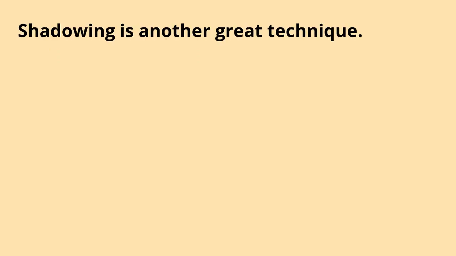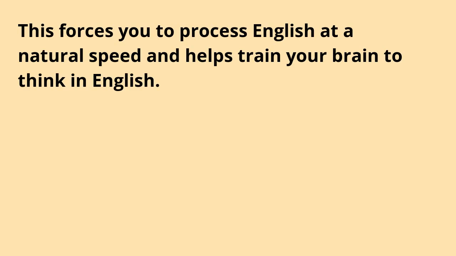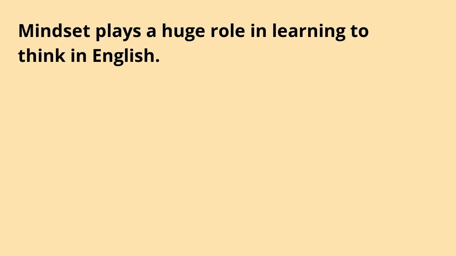Shadowing is another great technique. Listen to native English speakers and repeat what they say as quickly as possible. This forces you to process English at a natural speed and helps train your brain to think in English. Choose materials like podcasts, TED Talks, or news reports, and try to repeat the sentences immediately after the speaker without pausing.